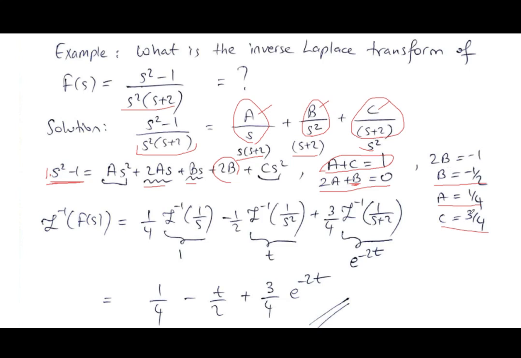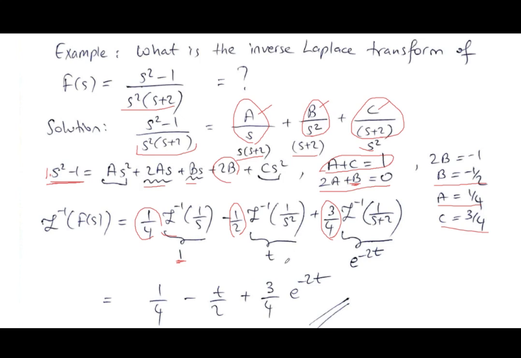So once you obtain these coefficients, now you can rewrite this expression in terms of a, which is 1 over 4 here, times the inverse Laplace transform of this fraction, which is 1 over s. And then we have b times the inverse Laplace of 1 over s squared, and c equals 3 over 4. So just write these coefficients one by one, and then take the inverse Laplace transform of these simpler expressions. And we know that the inverse Laplace transform of 1 over s is 1.